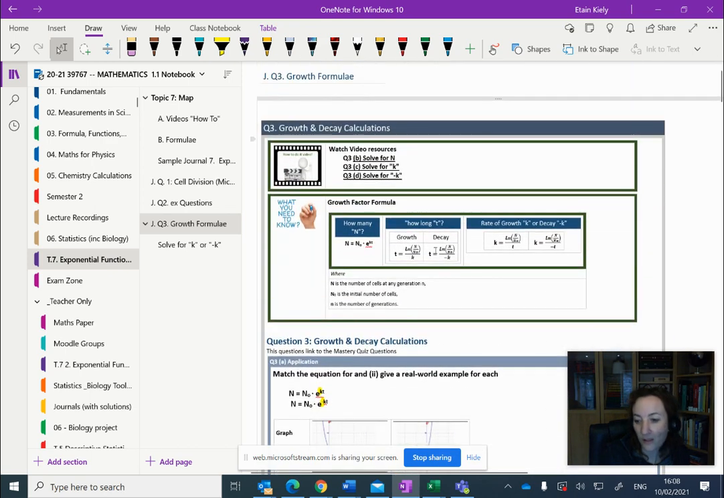So with these questions, we're usually asked one of three things. We're asked to solve for n, which is the number, solve for k, which is the growth factor, or solve for minus k, which is the decay or elimination factor. And we're given the formula here. So if we wanted to, we could just take the formula as it is transposed like this, or we can work through the steps to transpose it.